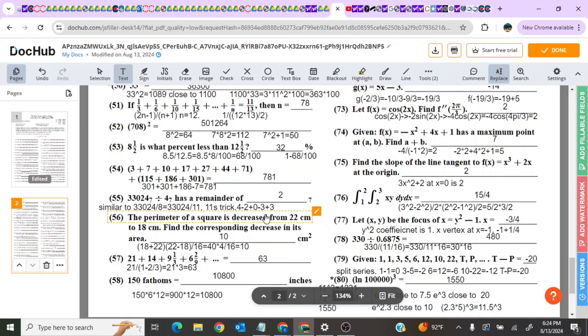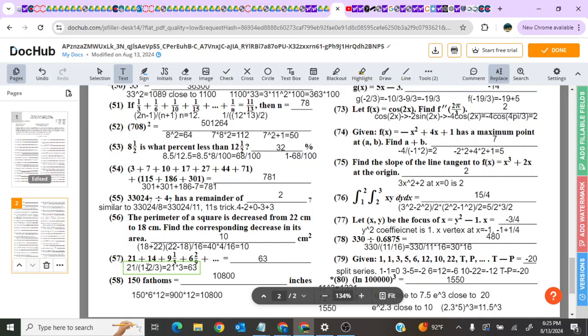57, 21 plus 14 plus 9 1/3. This is a geometric series. Each term is the previous one multiplied by 2/3. The sum of an infinite geometric series is the first term over 1 minus the ratio, so 1 minus 2/3. 21 over 1/3, 21 times 3 is 63.